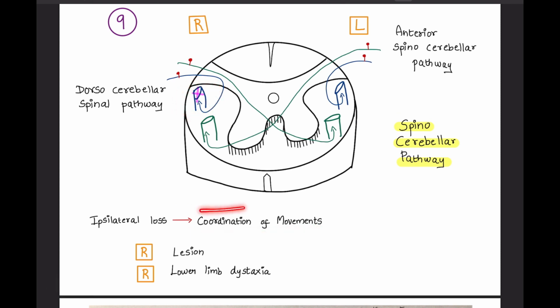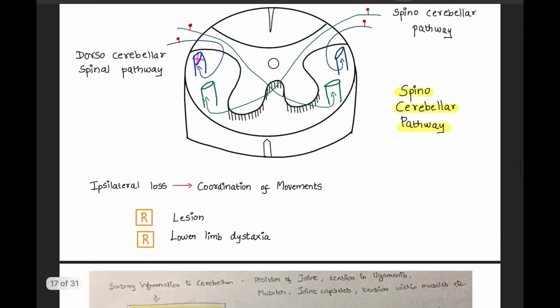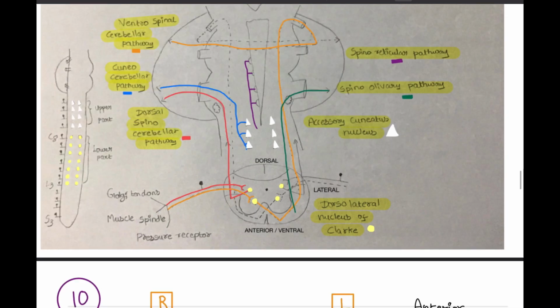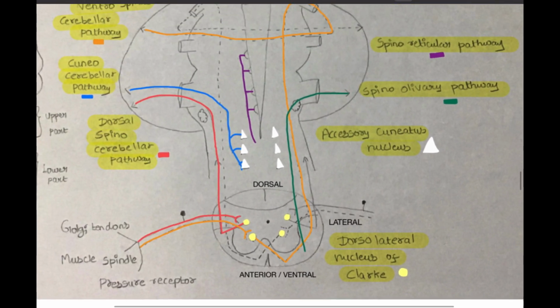So if there is a disturbance in the coordination of movements, if there is a severe disturbance, it is known as ataxia. A milder form of ataxia is known as dystaxia. So in this condition, the patient will have a lower limb dystaxia. So here is the dorsospinocerebellar pathway. This one.